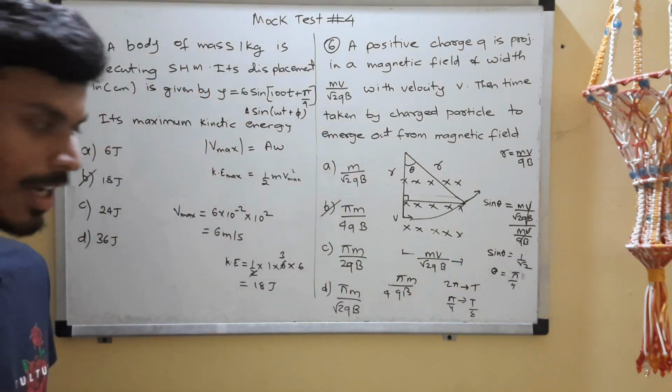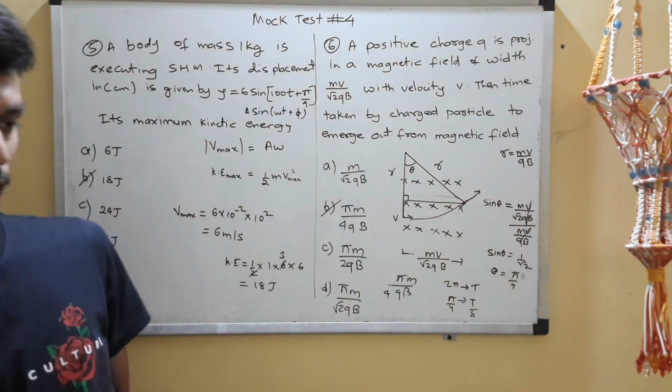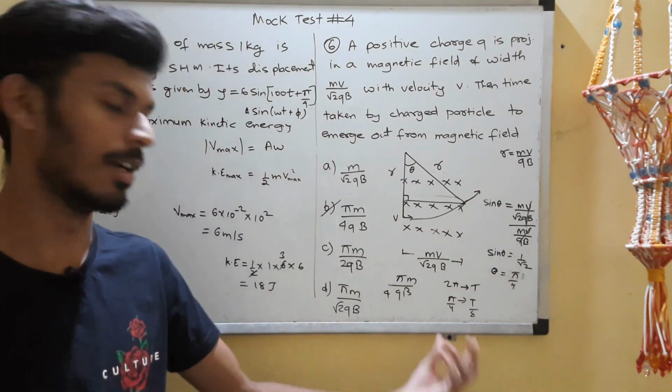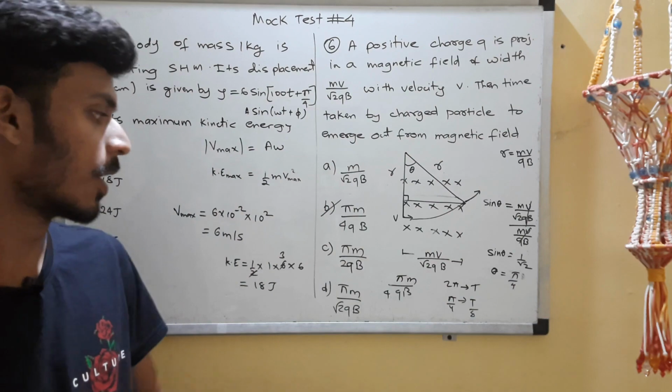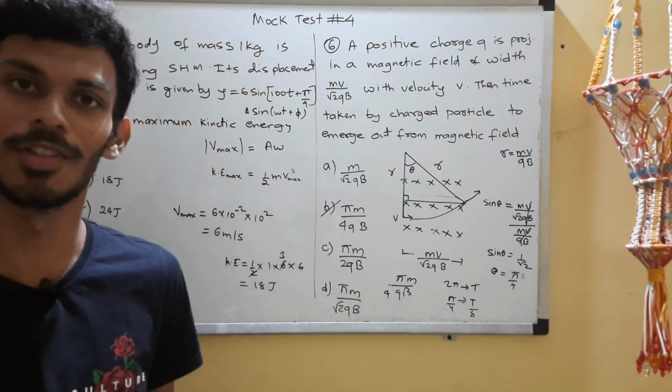Please rewind and watch it again if you are not able to follow. It's simple. You're just supposed to find this angle. For an entire circle, it's 2 pi m by qB. For this angle, it is T by 8, okay? The specific angle, it is T by 8. So divide T by 8, and that will give you your answer. It's a standard way of doing this type of question.